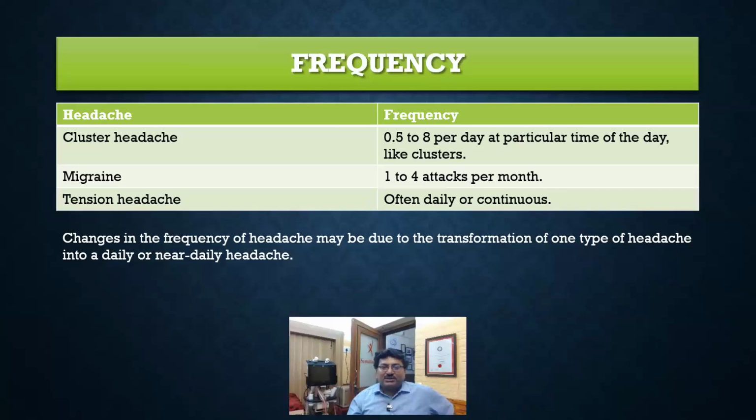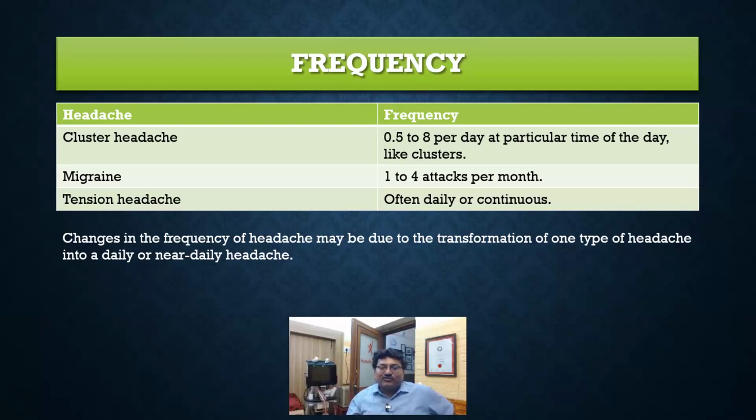Coming to the frequency, cluster headache usually has a frequency of 0.5 to 8 per day. That means once in 2 days up to 8 per day at a particular time of the day, like clusters. Migraine could have up to 1 to 4 attacks per month. But remember, according to the frequency, migraine is also classified as episodic migraine and chronic migraine. In chronic migraine, it lasts more than 15 days in a month. And tension type of headache could be often daily or continuous.